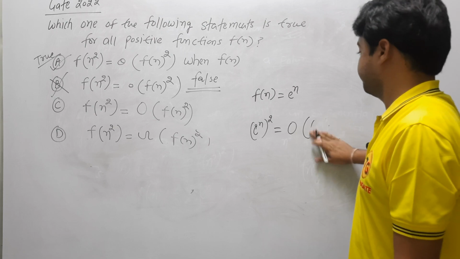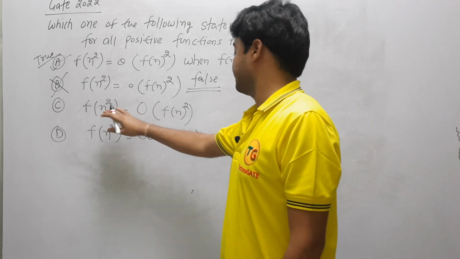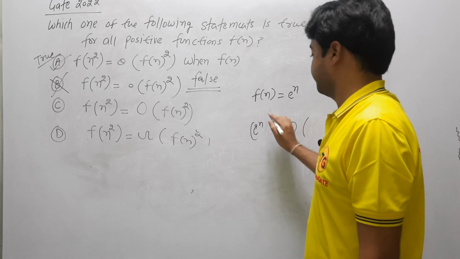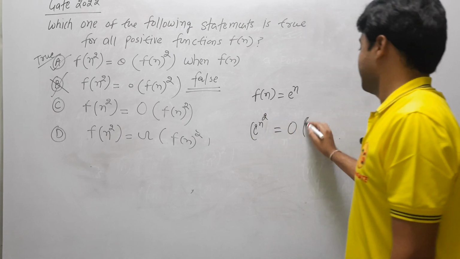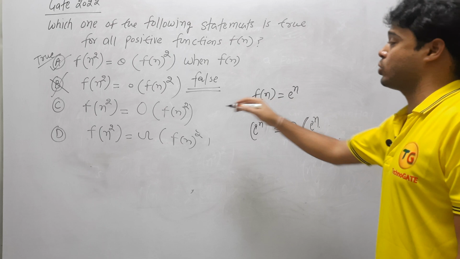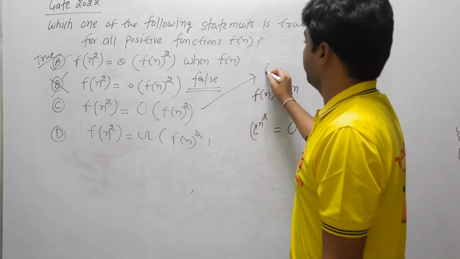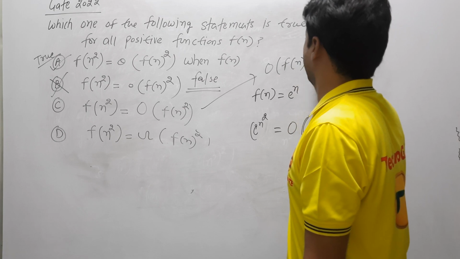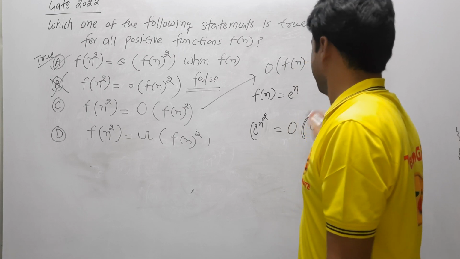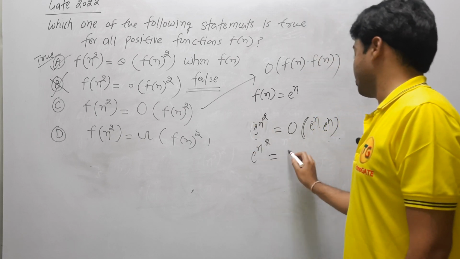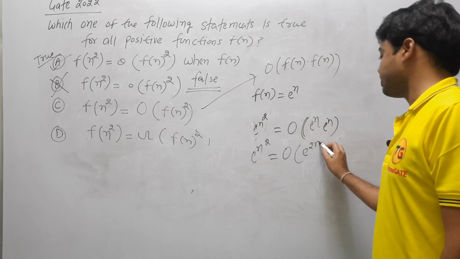So here f of n squared is e raised to power n whole square, and here e raised to power n is two times. So what is the meaning of this one? Big O of f of n into f of n, two times, so e raised to power n square is big O of e raised to power 2n.